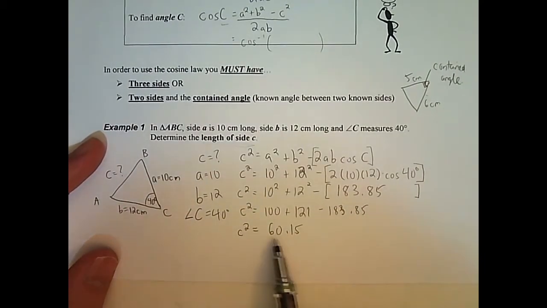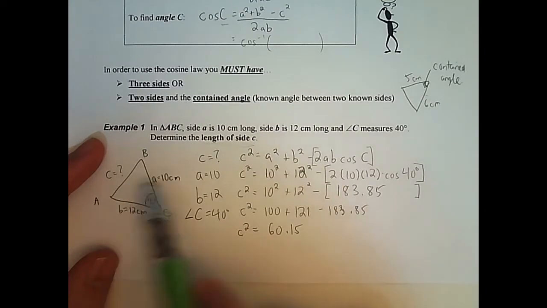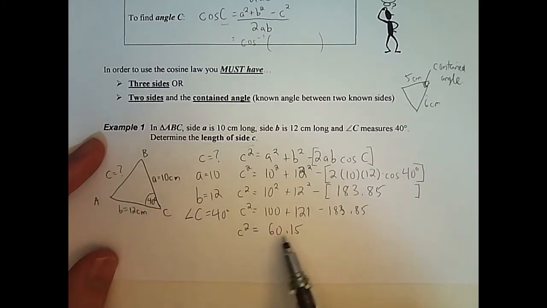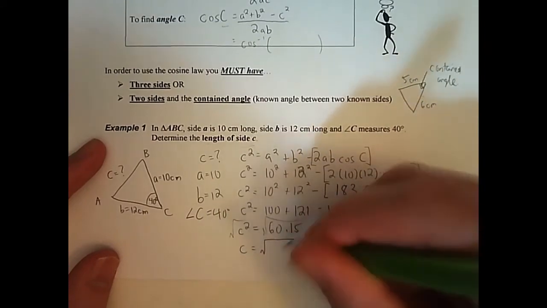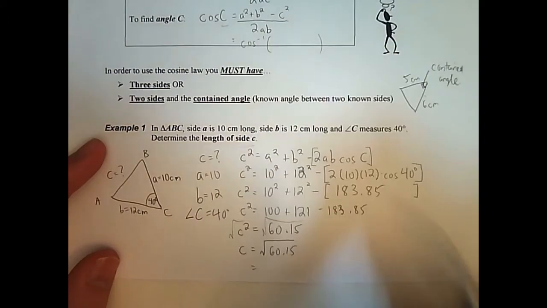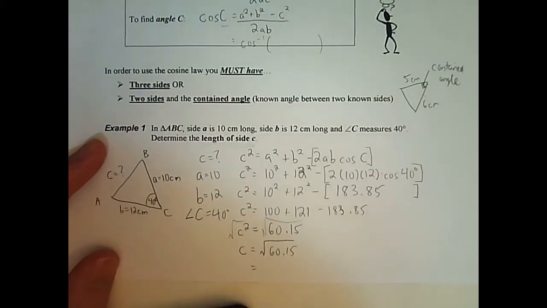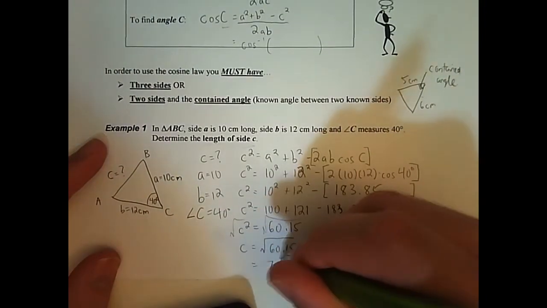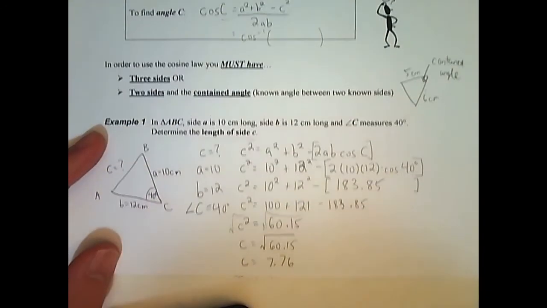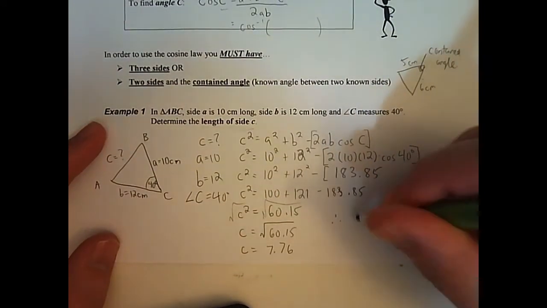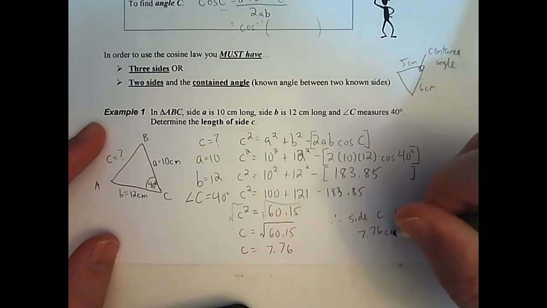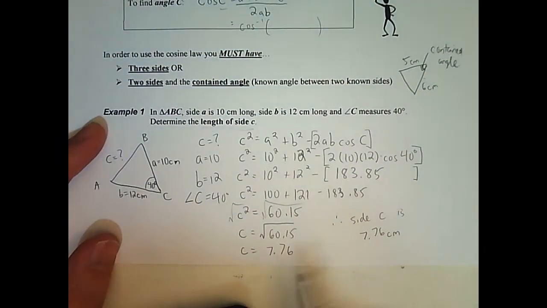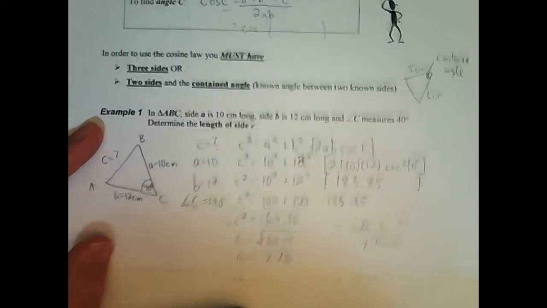And also, if you think this is the answer, and c is 60, well remember this is 10 and 12. That's a big jump from 10 to 12 to 60 for length. So remember, I have to square root both sides. And if I take the square root of 60.15, I get 7.76. So, therefore, side C is 7.76 centimeters, which makes a bit more sense than the 60. So remember, at the very end, when we're solving for sides, you have to square root both sides.